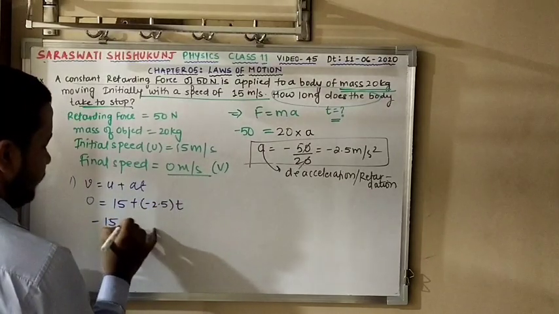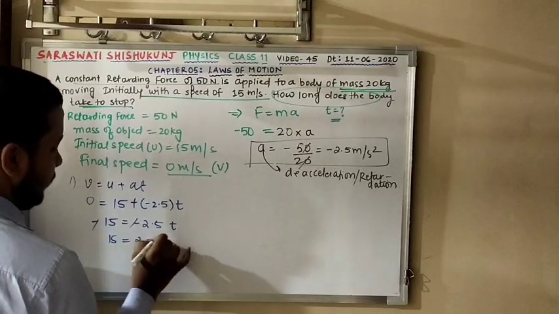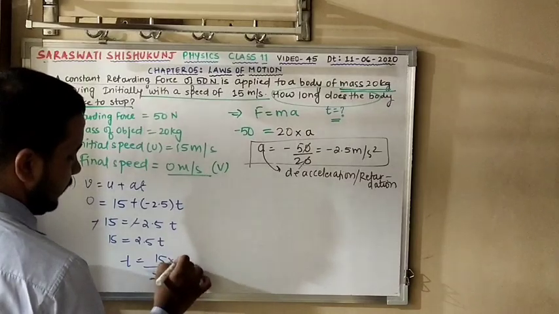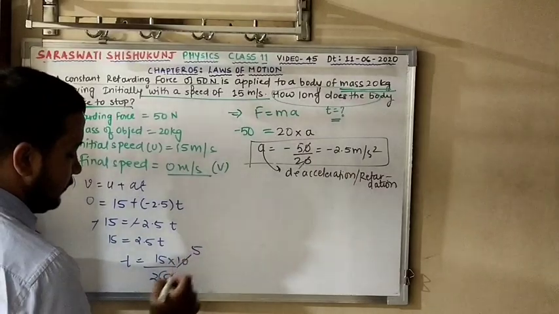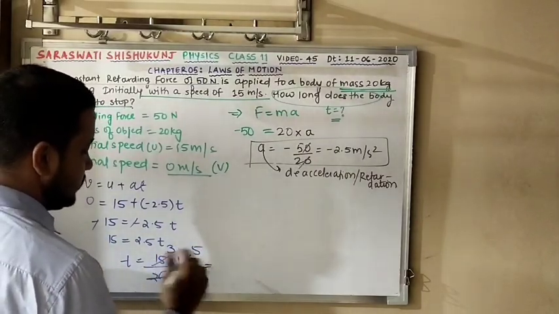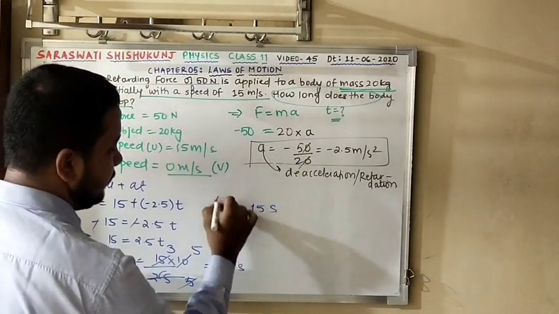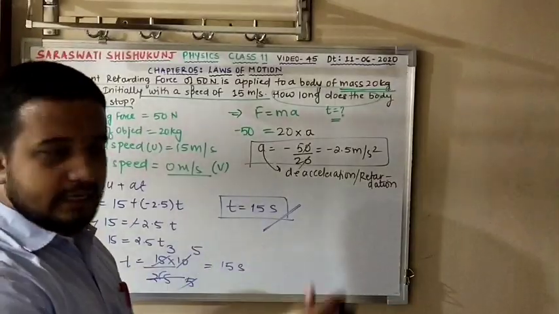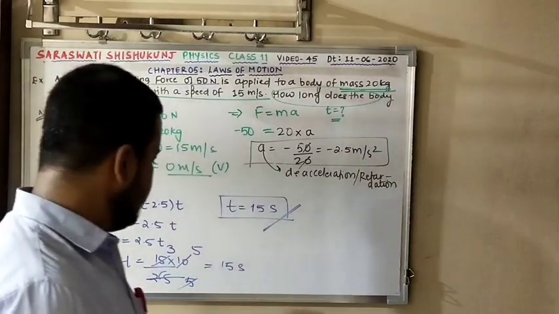So I get minus 15 is equal to minus 2.5 t, the minus signs cancel, so 15 is equal to 2.5 t. So t is equal to 15 divided by 2.5. If I cancel, I will put 10 over here. With more simplification, I get 5 2 is 10, 5 5 is 25, 5 3 is 15. So my answer is 15 seconds. Till this clear? 100%?